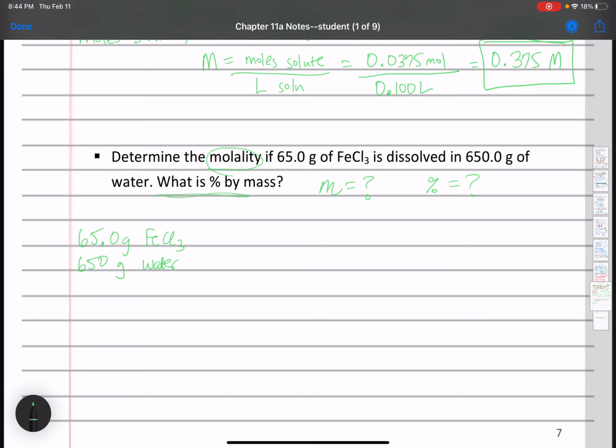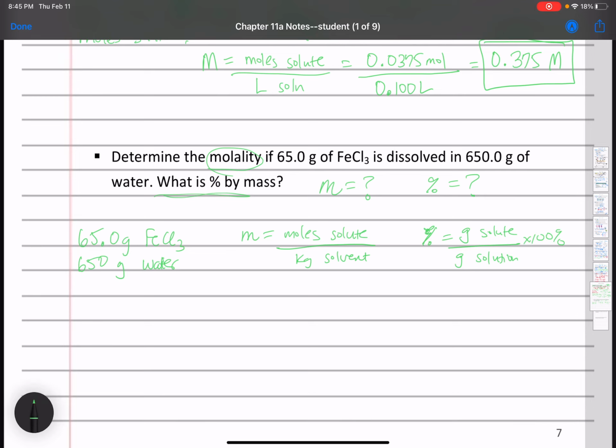All right, so it's asking me for 2 things. So first, I'm going to write out the equation for molality. Molality is moles of solute over kilograms of solvent. And percent by mass is grams of solute. Well, it's mass of solute, but I'm just writing grams, over grams of solution times 100%.